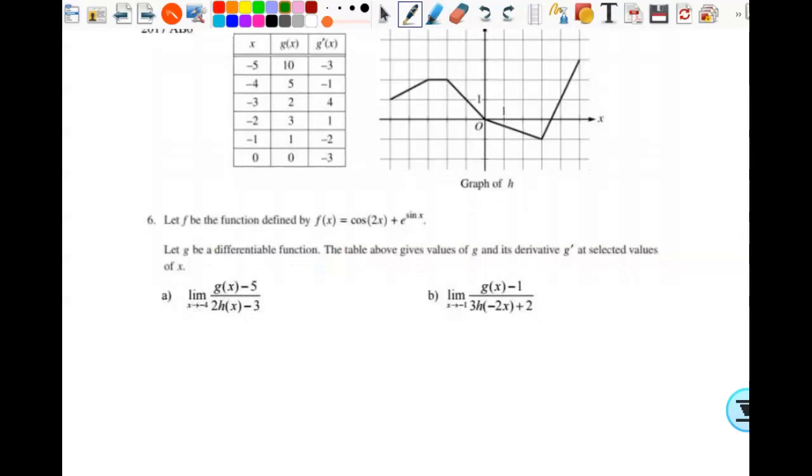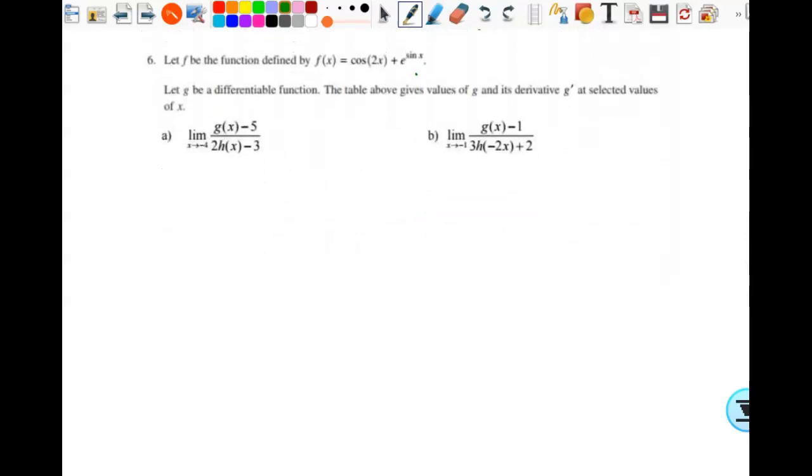Let's do A here. So it says, let f be defined by this function. Let g be a differentiable function. The table gives values of g and its derivative g prime at selected values of x. Okay, so we're going to do the left and right stuff here. So the limit as x approaches -4, not the left and the right, top and bottom, sorry, of g of x minus 5, and the limit as x approaches -4 of 2 h of x minus 3.